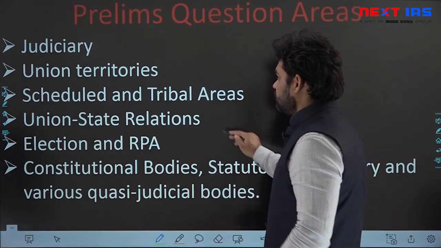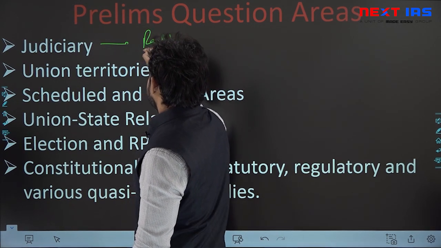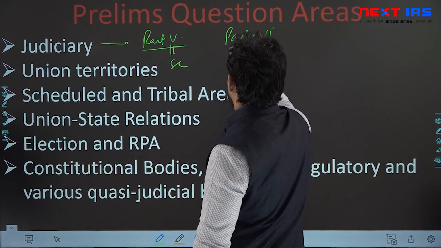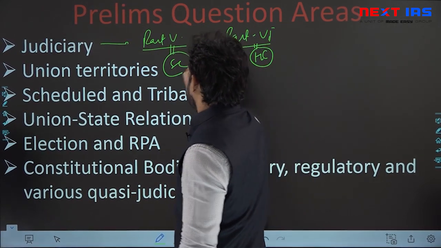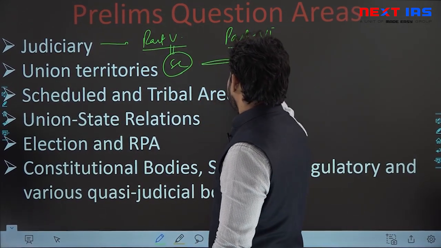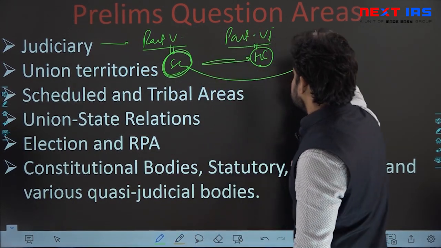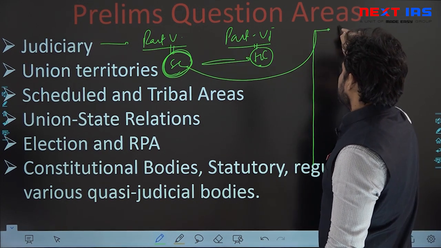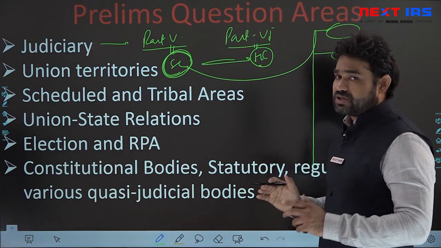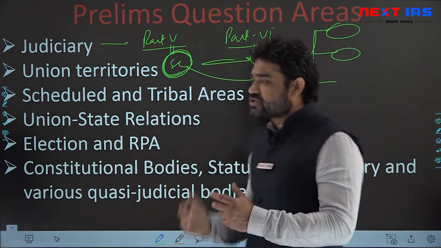Along with this, there are questions from the judiciary, especially Part 5 and Part 6. In Part 5 we have the Supreme Court, and in Part 6 especially we talk about the High Court. Then we have the subordinate judiciary too, but more questions come from the High Court and Supreme Court, generally more from the Supreme Court. There are certain areas which are relatively more important. Number 1 is the constitution of the Supreme Court itself, and then the impeachment of judges, which is an important area, and then the jurisdiction of the Supreme Court.